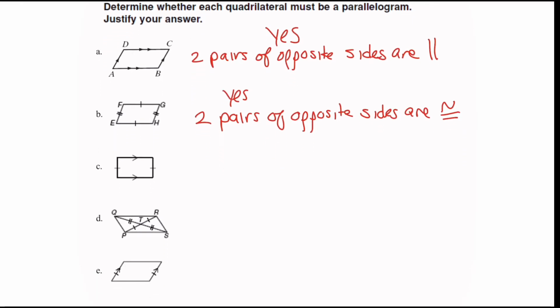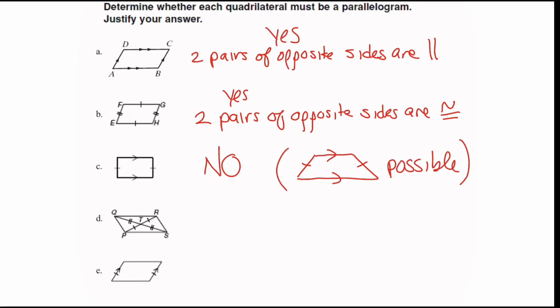Looking at what this one is showing, it's showing one pair of opposite sides are parallel and the other pair of opposite sides are congruent. This is a big fat no, because if we had one pair of opposite sides parallel and the other two sides congruent, we could possibly be describing a trapezoid. It's possible that it's a trapezoid. So it doesn't necessarily show that it's a parallelogram, because a trapezoid is not a parallelogram.